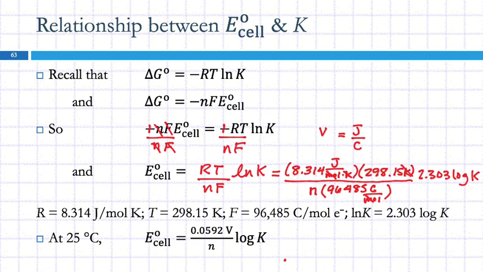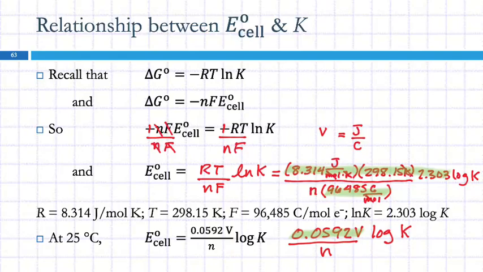So if we take these numbers and do the math, 8.314 times 298.15 times 2.303 divided by 96485. So at 25 degrees Celsius, standard temperature, this is the relationship between equilibrium constant and standard cell potential. These equations are all given on your table of useful information for exams. I don't expect you to memorize those.